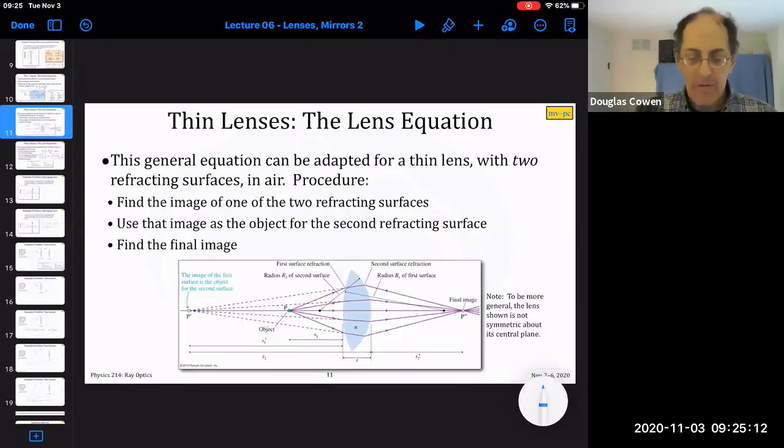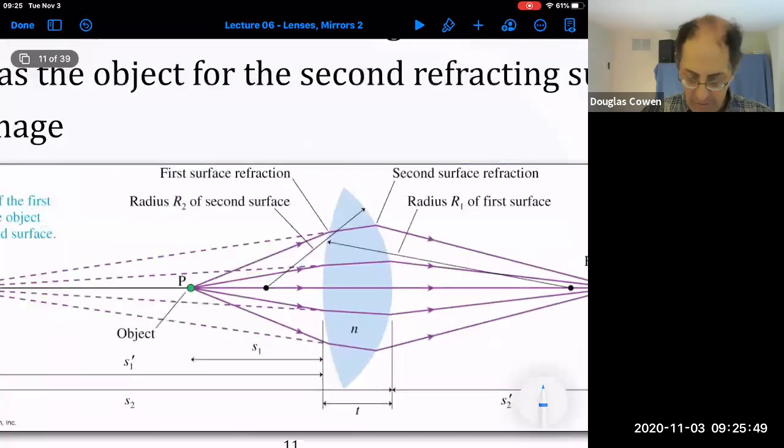So we can adapt this equation for thin lenses that have two refracting surfaces by treating one refracting surface initially and finding what the image is produced by that first refracting surface, and then use that image as the object for the second refracting surface and see what kind of image that produces. And then the resulting image will be the image that you get from these two refracting surfaces. So that's what's shown here, sort of sketched out.